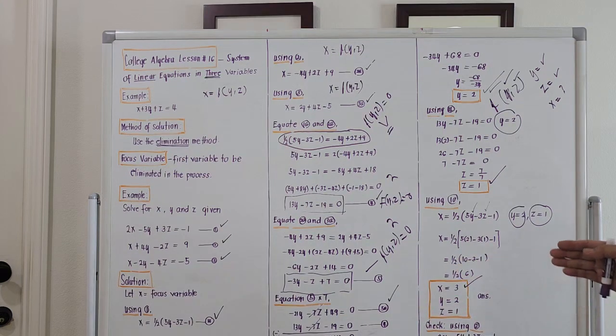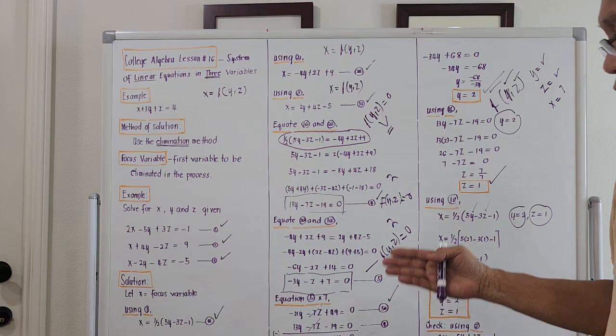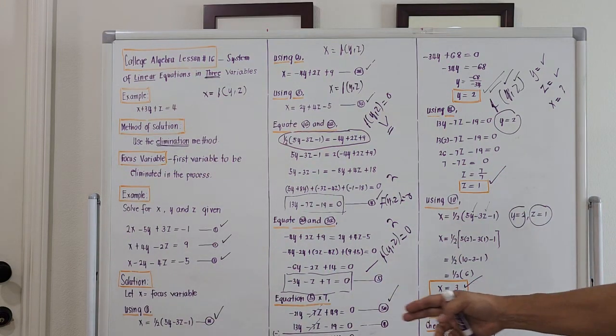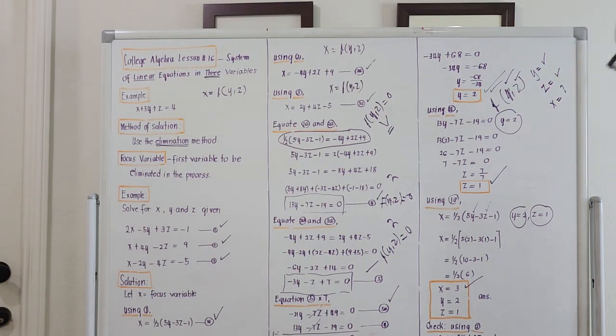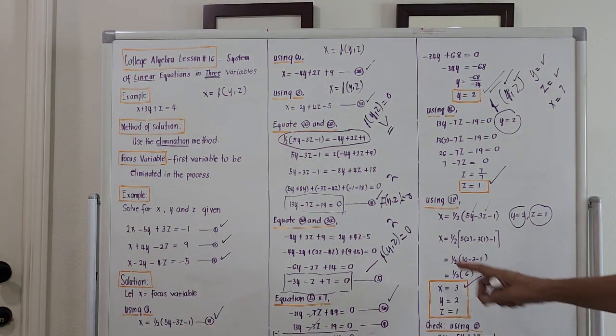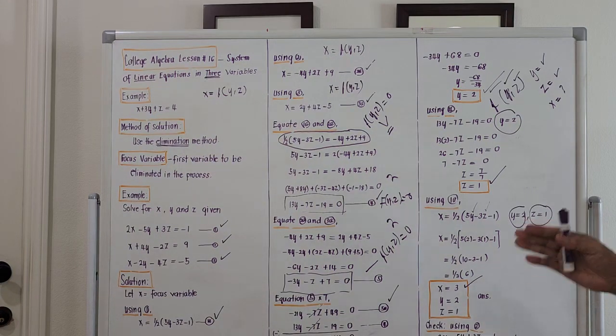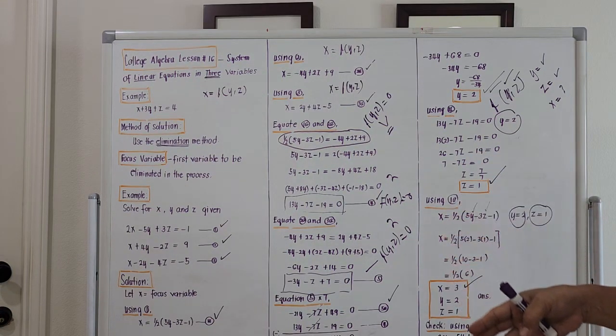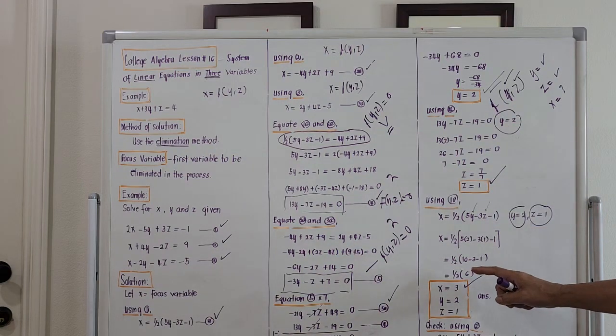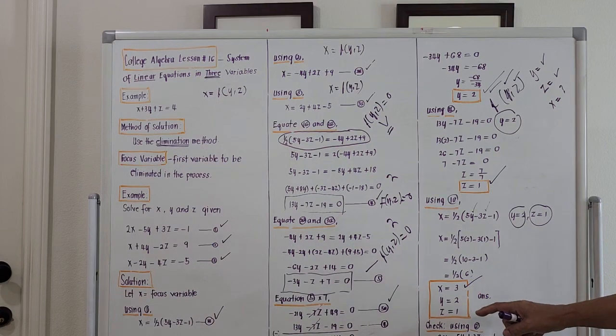And to check the validity of the answer, we could substitute the values of x, y, and z to any of these three equations here. I prefer equation number 2. Equation number 2 is 2x minus 5y plus 3z equal to negative 1. If we substitute 3, 2, and 1 for x, y, and z, after the substitution, what comes out is negative 1 equal to negative 1. It is true. So the total solution for this system of three linear equations involving three variables is x equal to 3, y equal to 2, and z equal to 1.